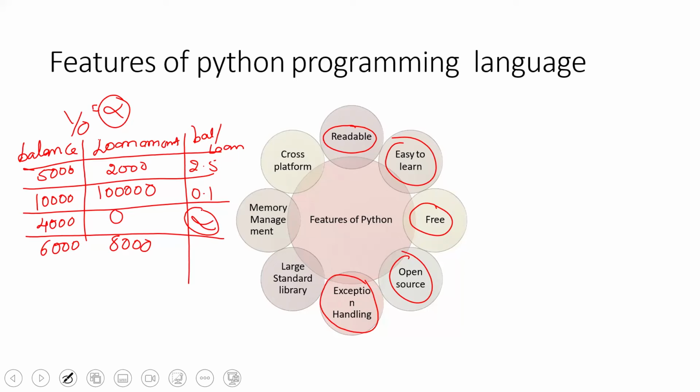Large standard libraries. As I mentioned yesterday, how many libraries do we have in Python? There are 7,000 libraries. Do we need to learn all the libraries? No, we don't need to learn all of them. We need to learn only very few libraries. Maximum we need to learn 20 to 25 libraries.